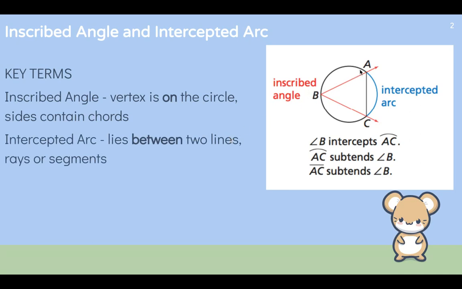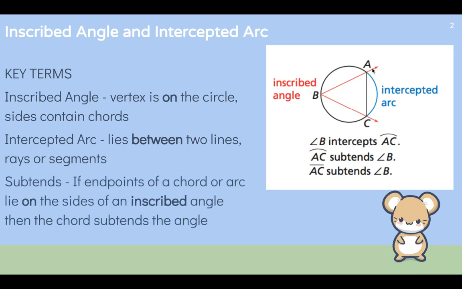So this angle ABC, it intercepts, right? It catches or intercepts this arc, this blue arc right here. It catches that arc, so to speak. So angle ABC intercepts arc AC. And then the other term is to subtend, okay? The angle intercepts the arc, and the arc subtends the angle.